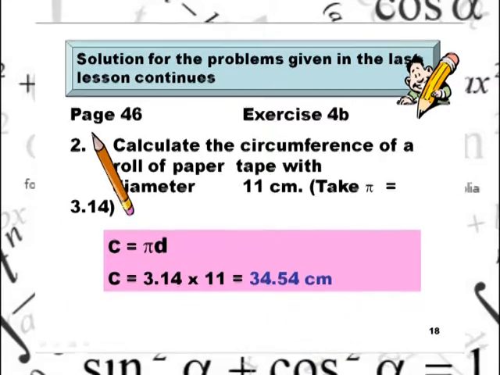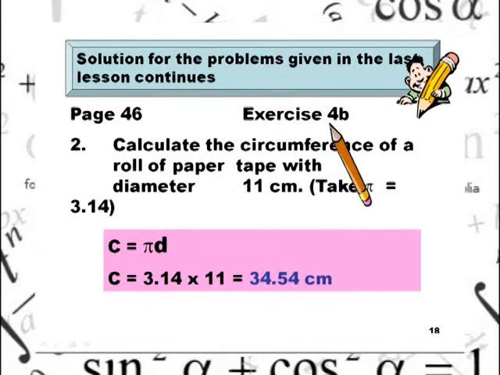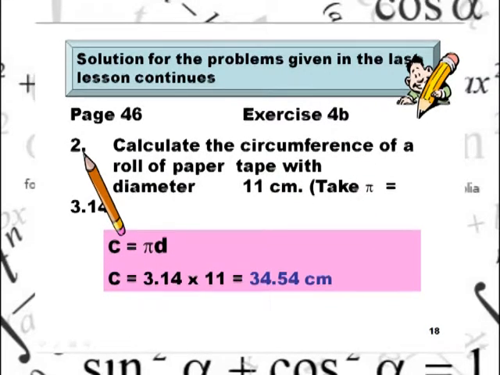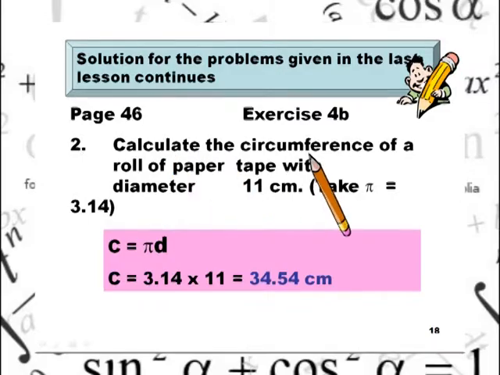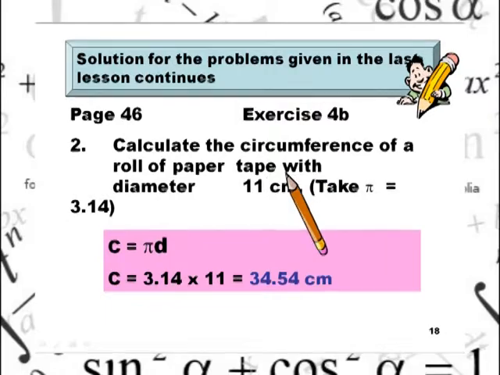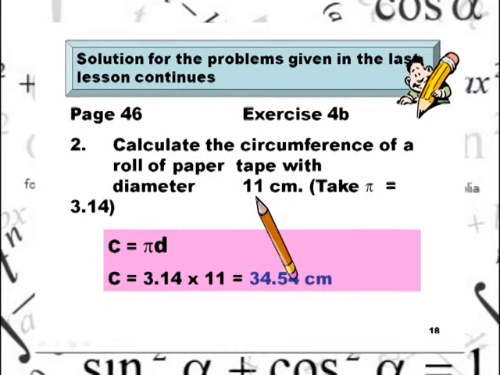Page 46, exercise 4B. Question 2. Calculate the circumference of a roll of paper tape with diameter 11 cm. Take pi equals 3.14. Circumference C equals pi d. C is equal to 3.14 by 11, and that is equal to 34.54 cm.